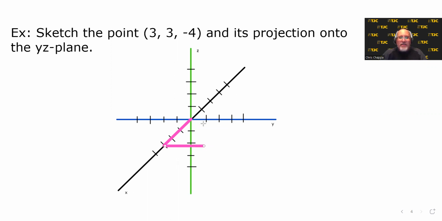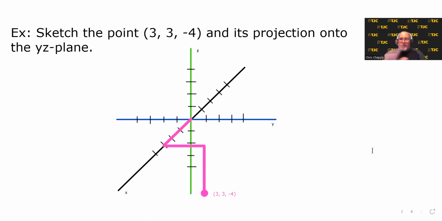And then 4 in the negative z direction. So it would go down 4, 1, 2, 3, 4, but it would go down 4 from here. And now we have this point down here that is the point of interest. The point of interest being (3, 3, -4). Let's put that in the same color. And let's bump the font size up a little bit. That's good enough. All right, so there's the point, but where is its projection onto the yz plane?